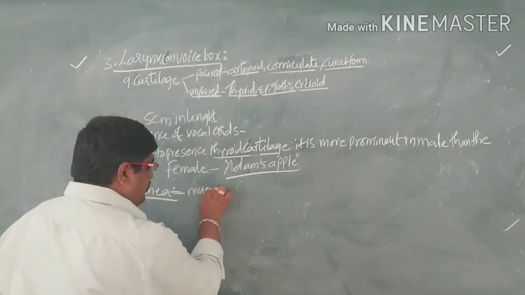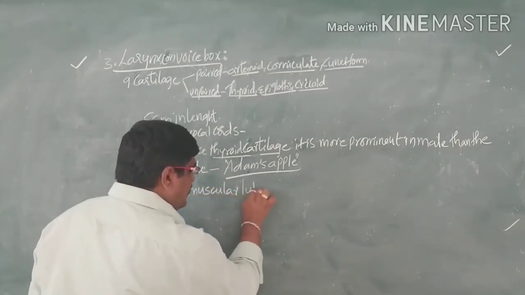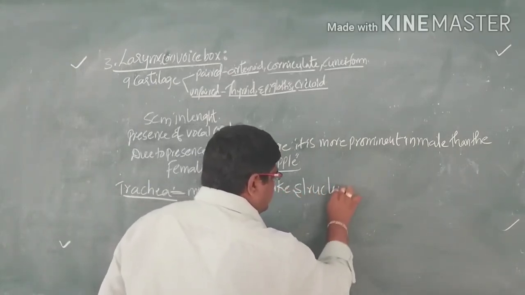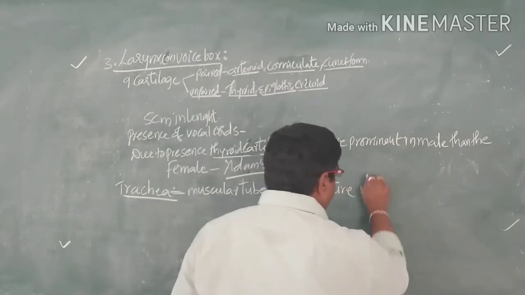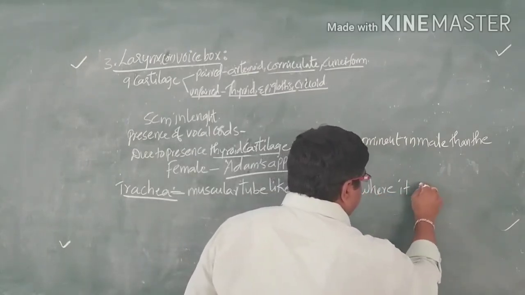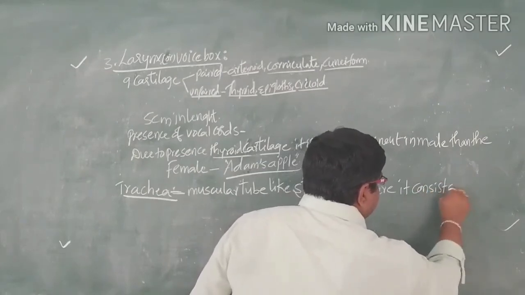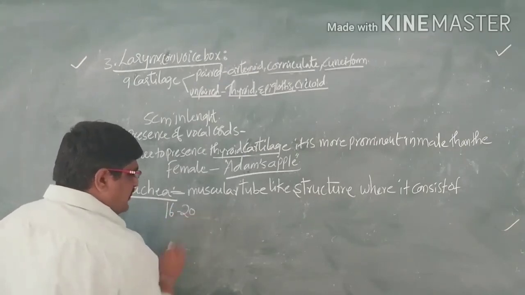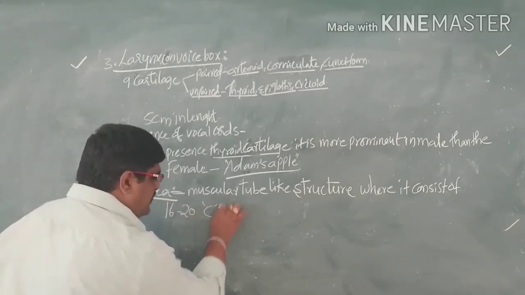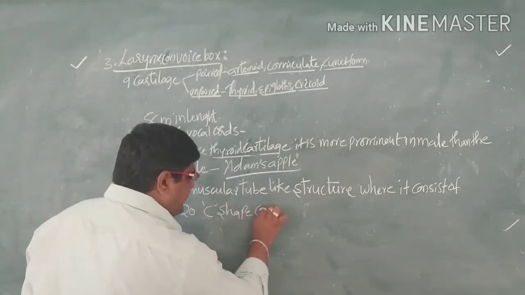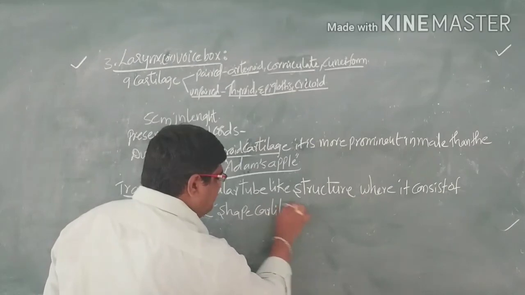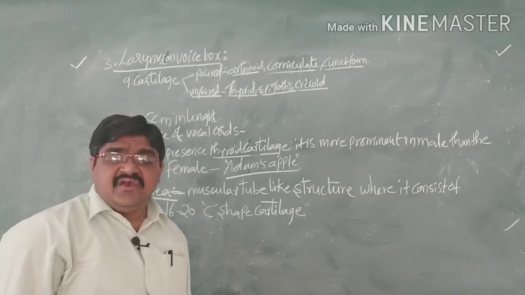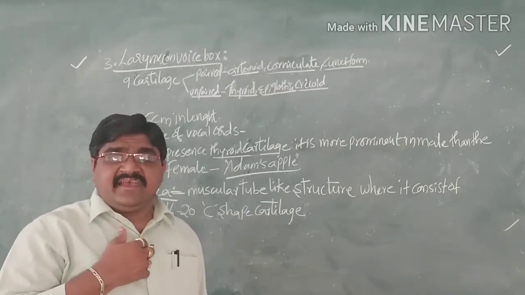It is a muscular tube-like structure. It consists of 16 to 20 C-shaped cartilages, which are present behind the esophagus.